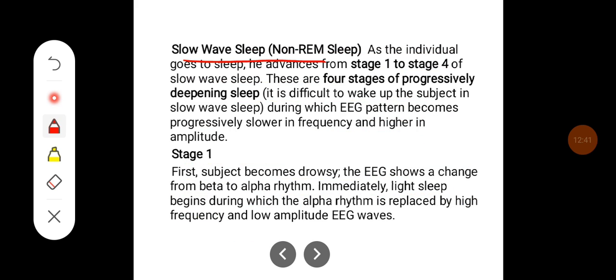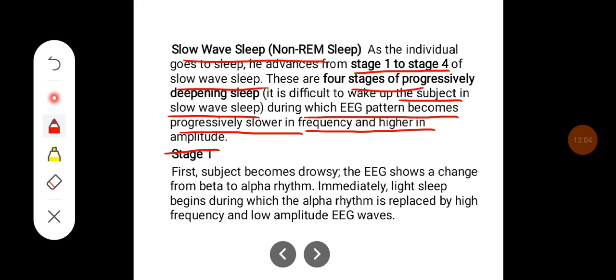Slow wave sleep. As the individual goes to sleep, he advances from stage 1 to stage 4 of the slow wave sleep. There are 4 stages of progressively deepening sleep. It is difficult to wake up the subject in the slow wave sleep, during which the EEG pattern becomes progressively slower in frequency and higher in amplitude. That is, the frequency is going to reduce and the amplitude is going to increase.